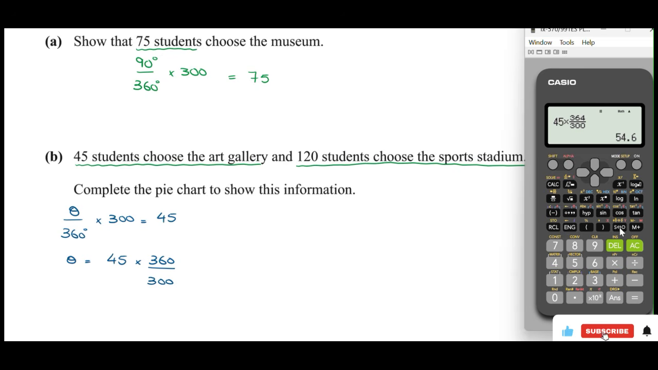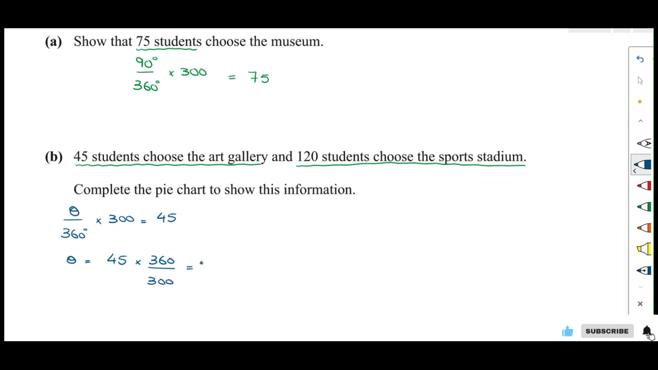54.6 degrees. Okay, sorry, I made a mistake. This is 45 multiplied by 360, I did 364. Okay, this is 360 divided by 300. I was also wondering why I get the decimal answer. This is 54 degrees. 54 degrees is the angle for the art gallery, right?